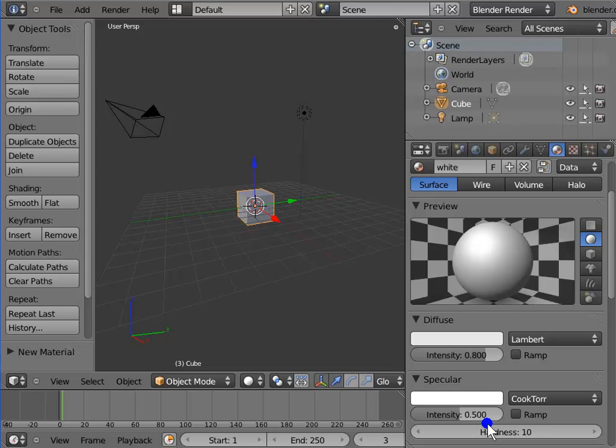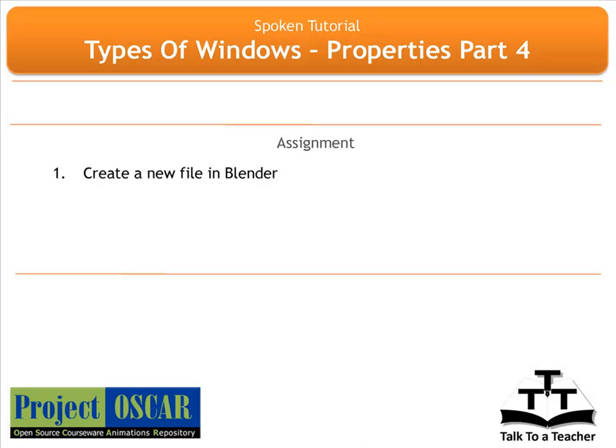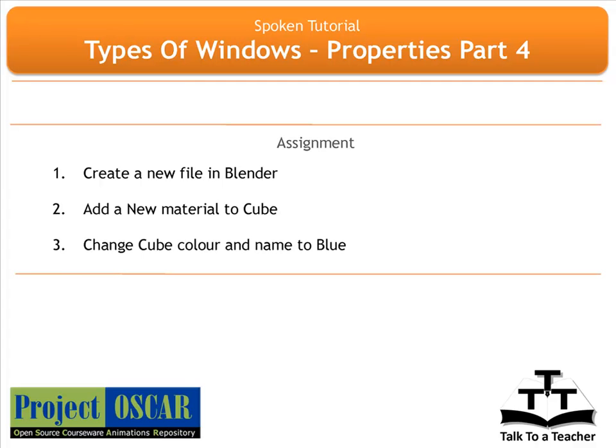So these are the basic settings of the material panel. Rest of the settings will be covered in later tutorials. Now you can go ahead and create a new file. Add a new material to the cube and change its color and name to blue.